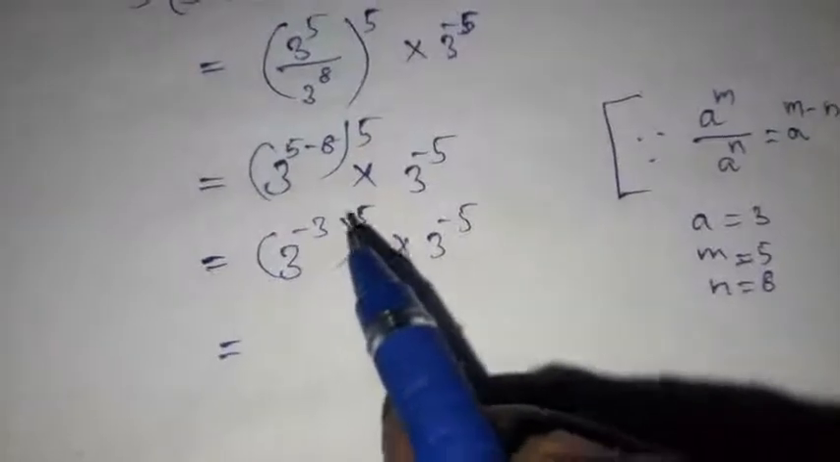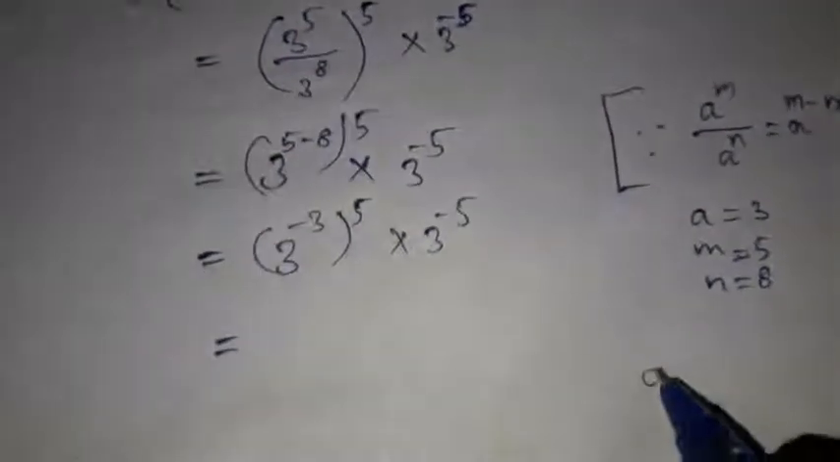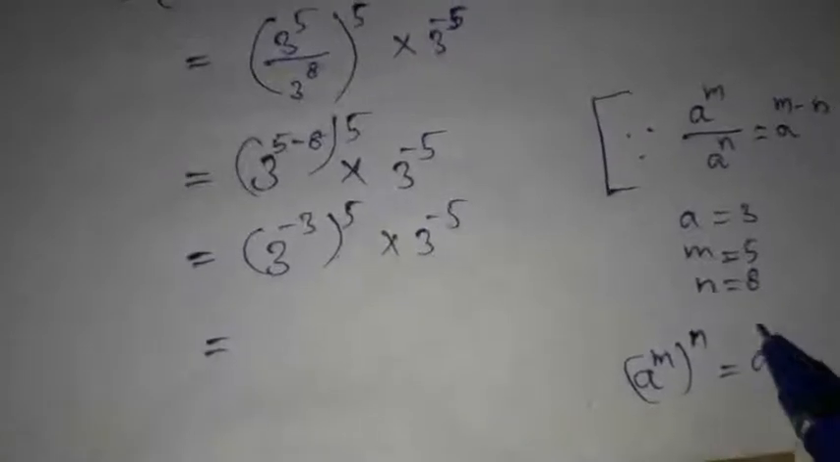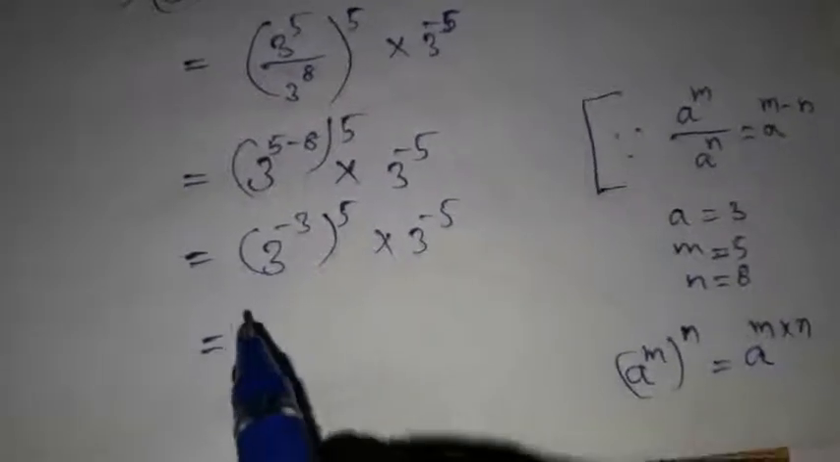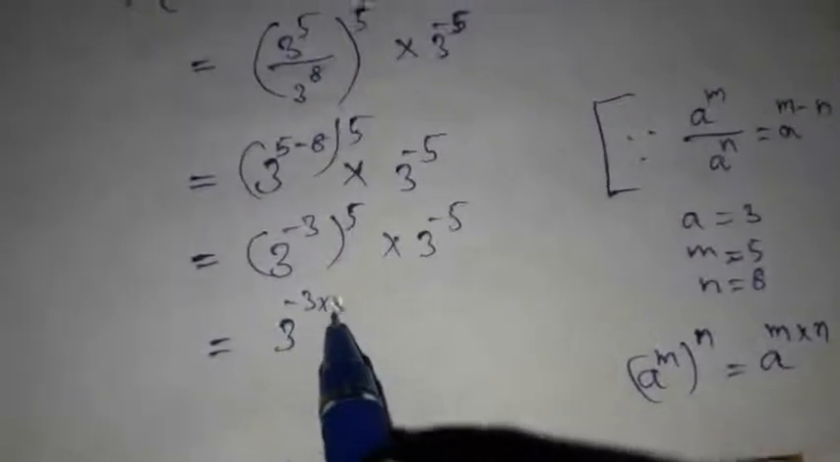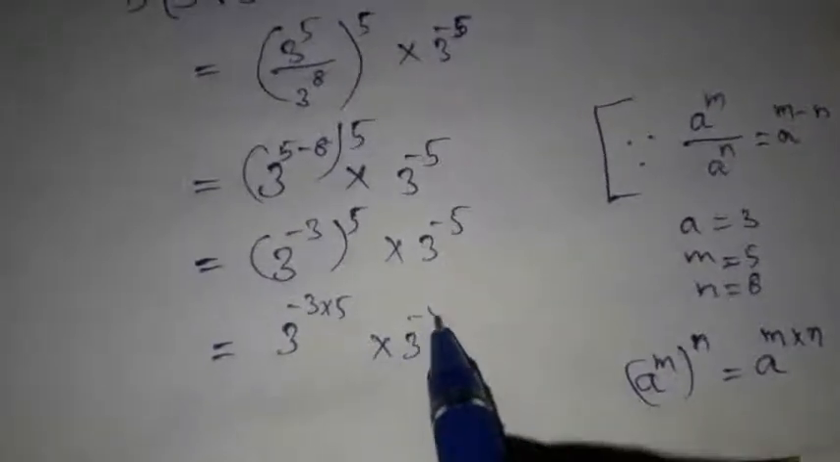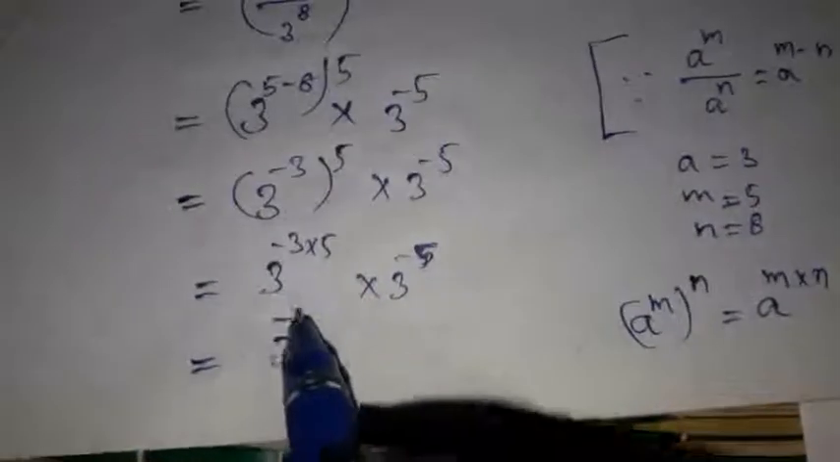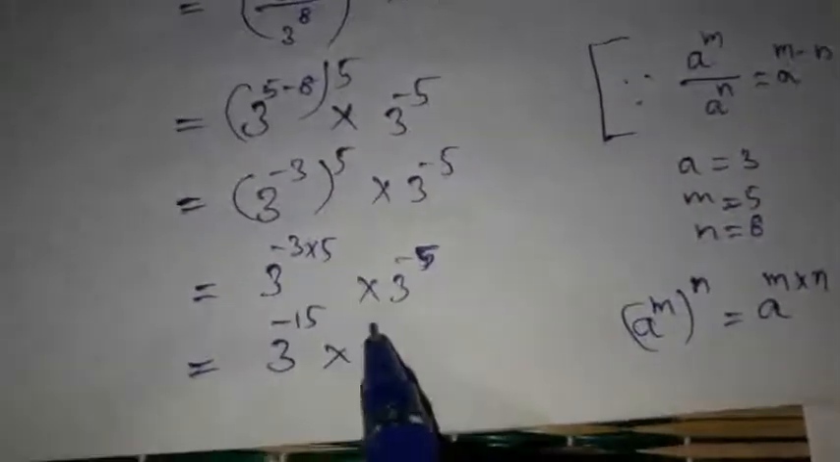into 3 power minus 5. In this situation, you have to use another law. A power m the whole power n equals a power m into n. By using this, it can be written as 3 power minus 3 into 5 into 3 power minus 5. So 3 power, 5 3s are 15, minus 15 into 3 power minus 5.